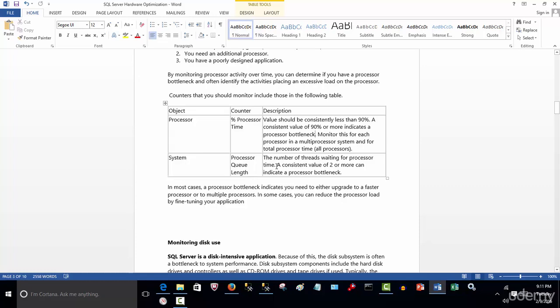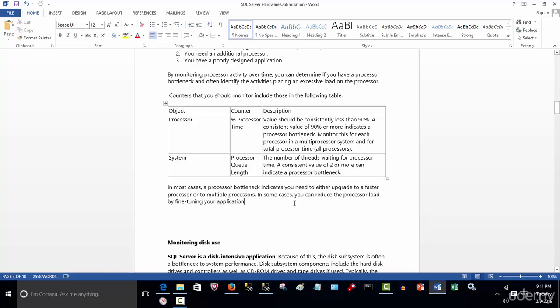As I said earlier, if you have a processor that can handle a tremendous amount of queries simultaneously, then that's a good processor, and it's an indication that the CPU can manage the workload. If it can't, then this is an issue. So we're going to look at these two. In most cases, a processor bottleneck indicates that you need to upgrade to a faster processor. In some cases, you can reduce the processor load by fine-tuning the application. So now you get a good idea of what the CPU is, its primary purpose, some of the key things to monitor, and what causes the bottlenecks.